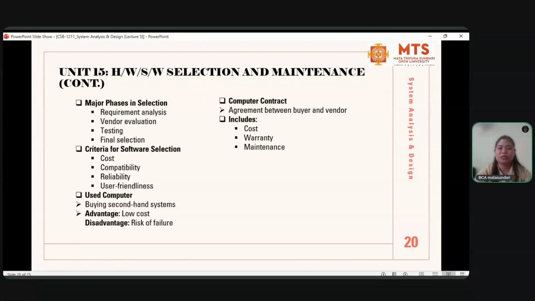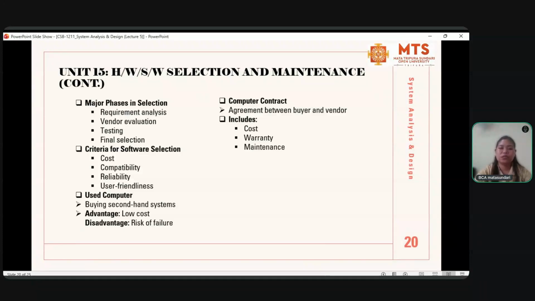Requirement analysis, vendor evaluation: which vendor is giving the low cost, and how they are providing their service, that one we have to check. Testing and final selection will be done based on this. Criteria for software selection: cost we have to see, compatibility, whether it's compatible with the hardware we have, reliability, whether we can rely on this software, and user friendliness must be there definitely.